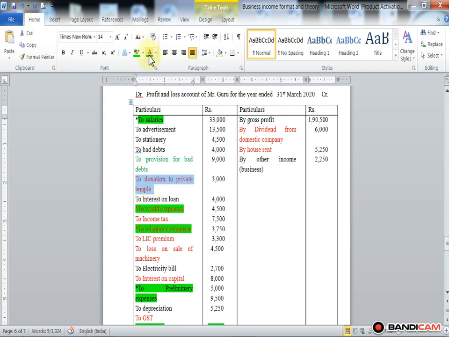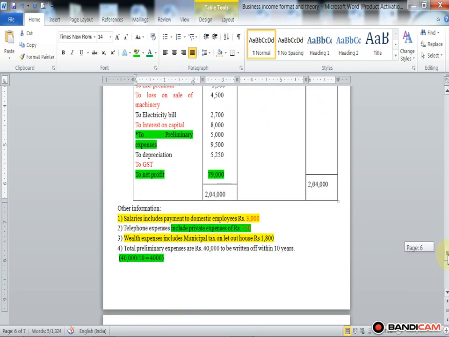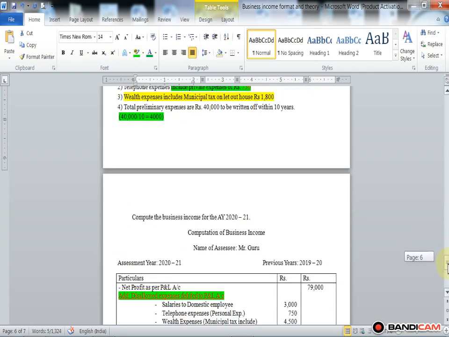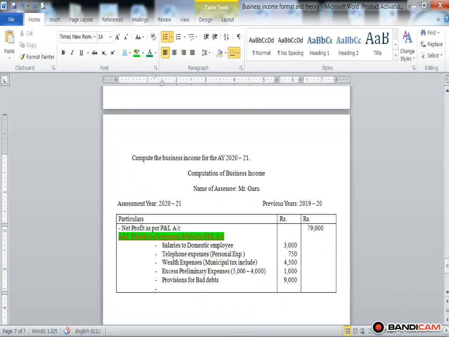And then donation. Okay, donation and charity to any private temple or any organization is disallowed. So here donation is added in net profit. Okay, all donation is disallowed. Donation to temple, okay, amounted to rupees 3,000.